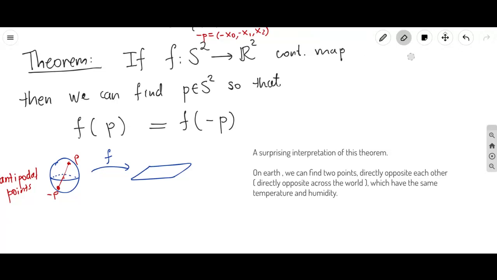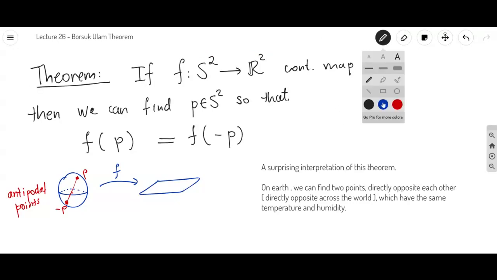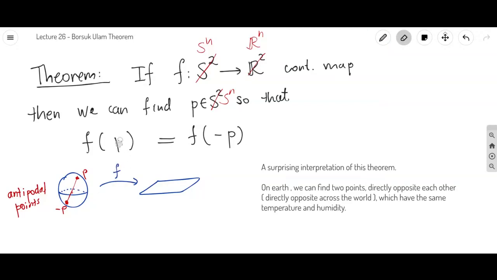Now, also, many of you might be interested, is there something special about the two-dimensional sphere? And of course not. The theorem can be generalized. So you can replace the two-dimensional sphere by the n-dimensional sphere, and you replace R2 by the n-dimensional Euclidean space, and the result will be the same, that you can find a point P. So a point will just be something that has n plus 1 coordinates whose sum of squares is 1. So points that are directly opposite each other with that property.